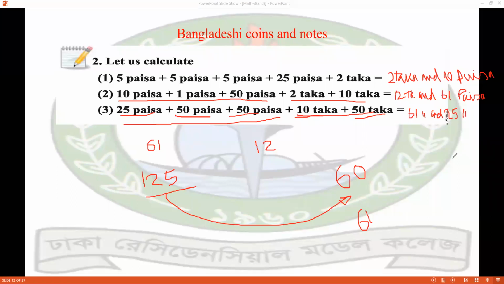You have to remember that you have to add paisa to paisa and taka to taka. When the paisa will be more than 100 paisa, then that will be converted to taka. Then the taka will add with the taka, and the paisa remain. You have to write separately. That means 61 taka and 25 paisa. These types of math we have to solve by this way.